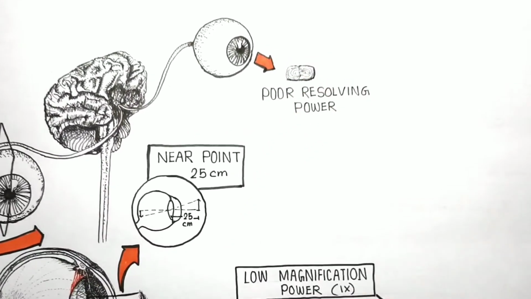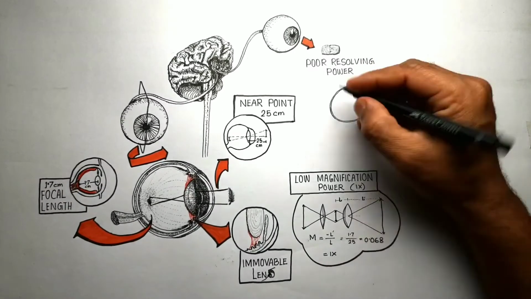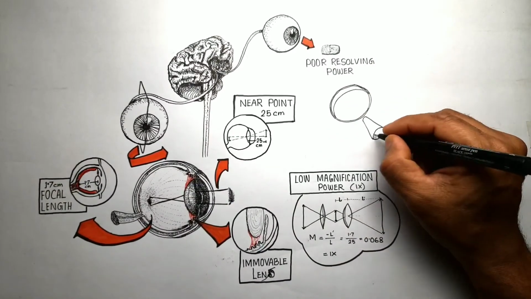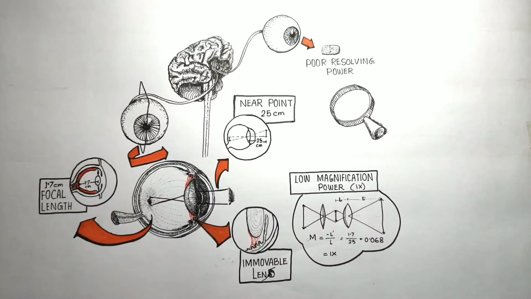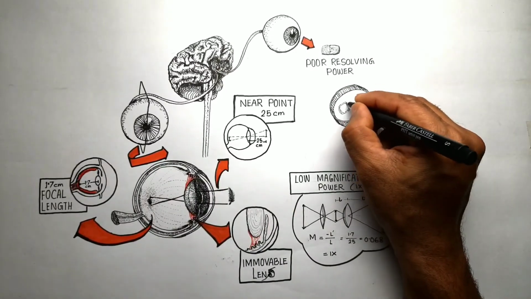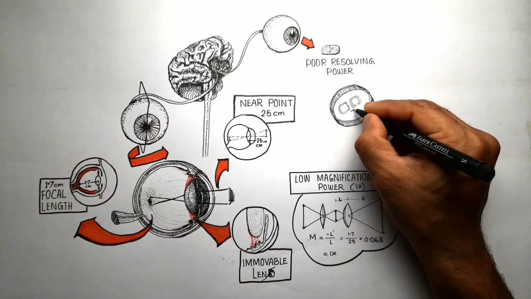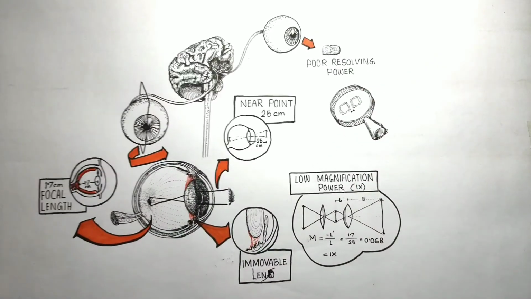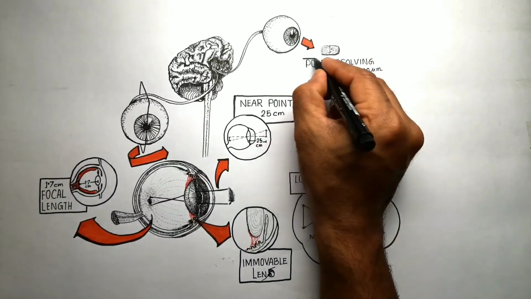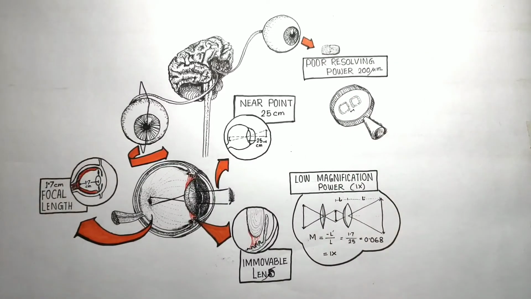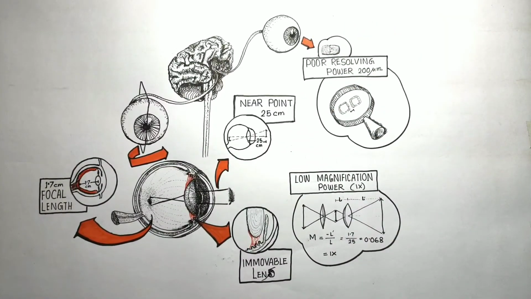Let's suppose this is the image of an object we are viewing with our naked eye. And now, if I place a magnifying glass over the same object, and by doing this, if the object appears as separate entities, we can say that the resolving power of the magnifying lens is higher than our naked eyes. Hope this makes sense to you.